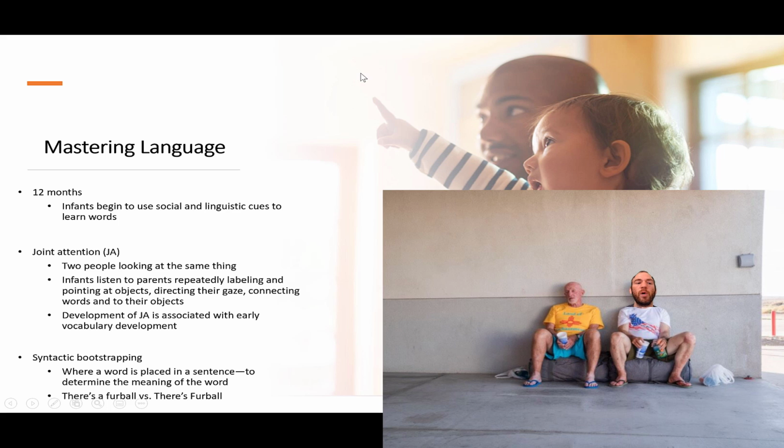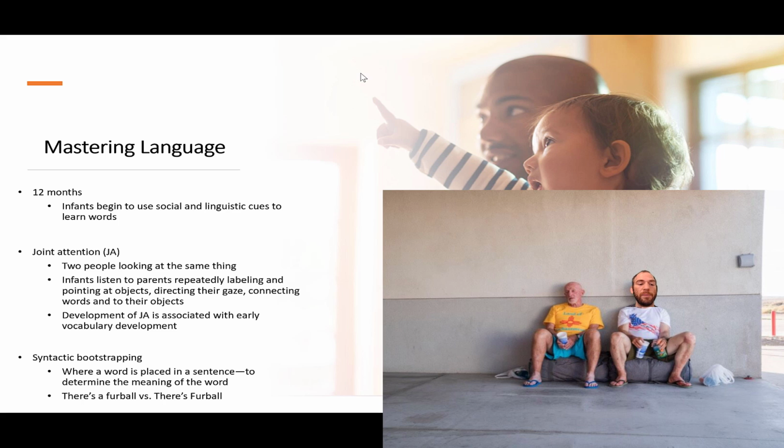Mastering language. At 12 months of age, infants begin to use social and linguistic cues to learn words. Joint attention is two people looking at the same thing. Infants listen to parents repeatedly labeling and pointing at objects, directing their gaze, connecting words to their objects. The development of joint attention is associated with early vocabulary development.